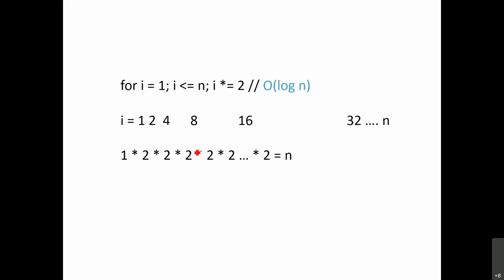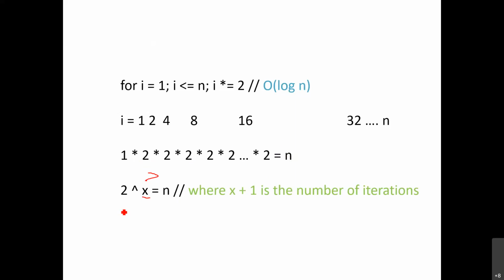So if this is my I, and every time I multiply by 2, 2, 2, 2, 2, until I break my condition. So until this becomes larger than n, I'll keep doing it. So when do I stop? Let's count how many 2's I have. So let's say it's x, 2 power x. I'll keep doing this until 2 power x becomes n. That's when your condition is over.